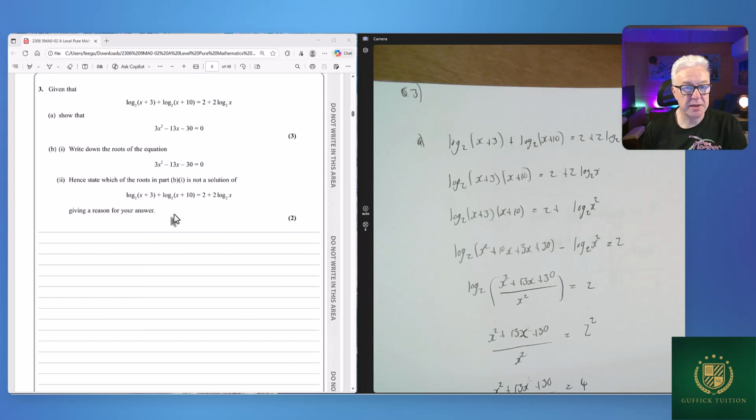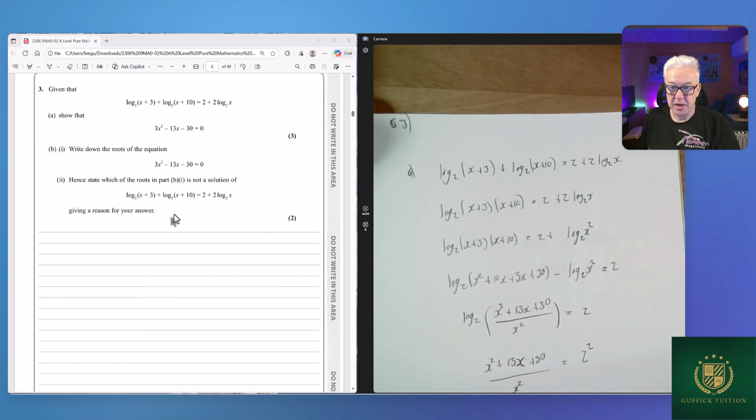So it says, given that log to the base 2 of (x + 3) + log to the base 2 of (x + 10) is equal to 2 + 2 log to the base 2 of x, show that 3x² − 13x − 30 = 0. Okay, so let's have a look.